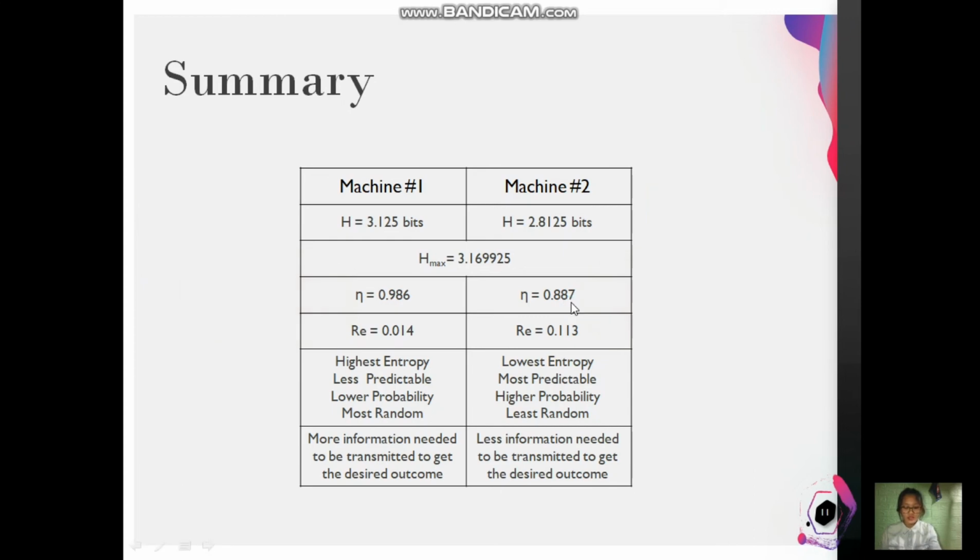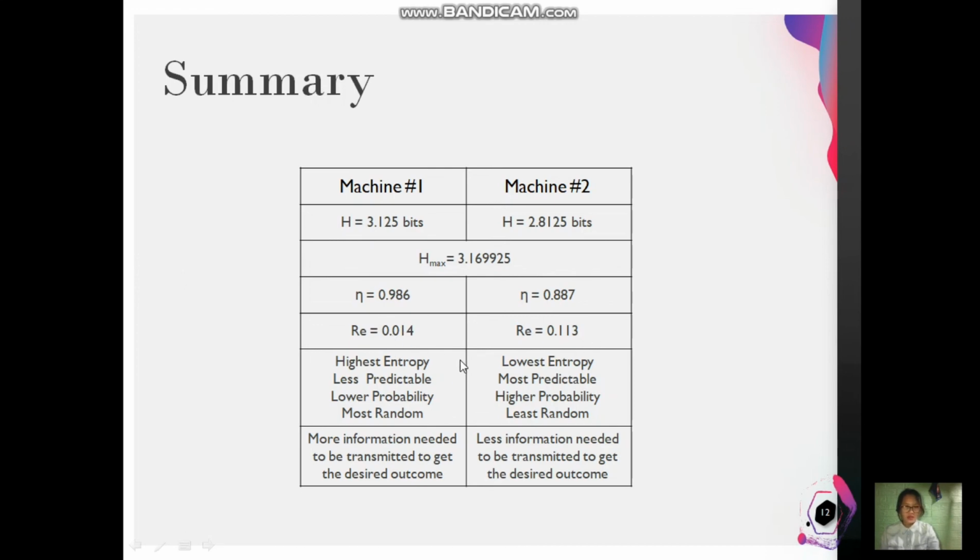For the code redundancy, we simply subtract the code efficiency from 1. So 1 minus 0.986 has a result of 0.014. And for machine number 2, it is 0.113. From this data, machine number 2 has the lowest entropy, which is 2.8125 bits, meaning it is more efficient compared to machine number 1 because it has the lowest value. So it has a higher redundancy compared to machine number 1.